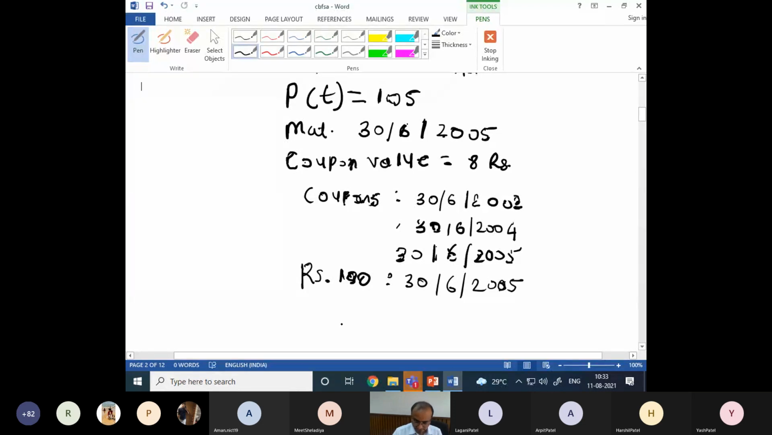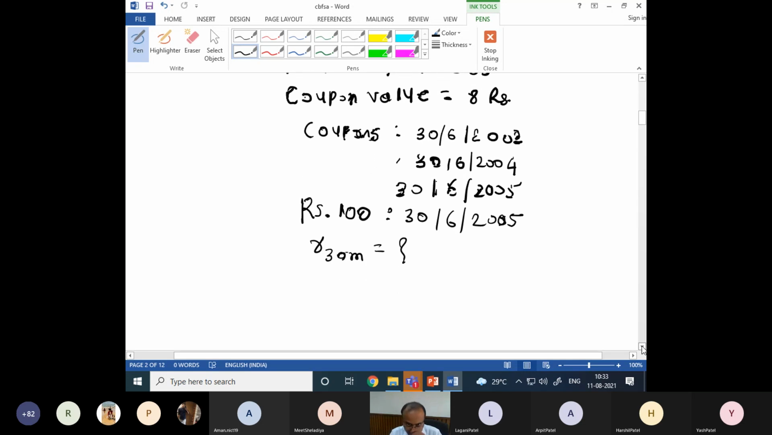So I get this 100 rupees back on this date. So let me write now the balancing equation for this and calculate what is the rate for this 30 month. What is the R30 month? So now can you write the balance equation for this particular case? Anybody? It is good practice to write this equation.